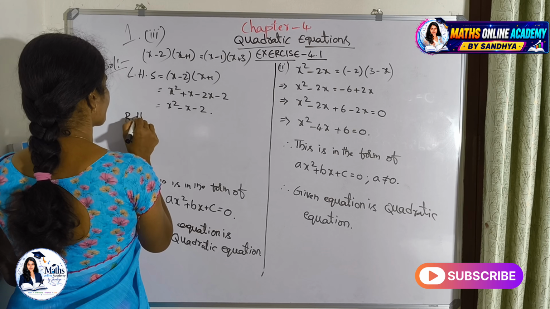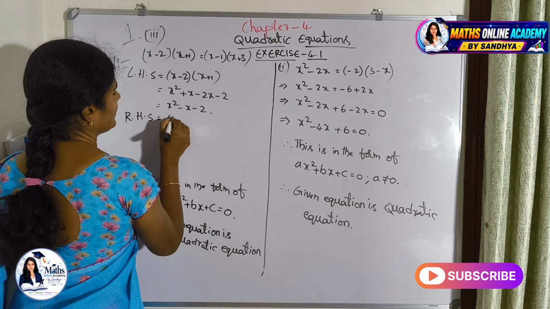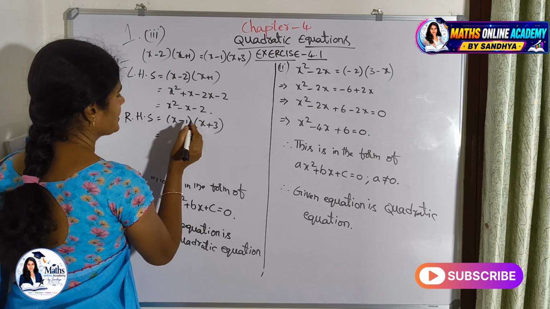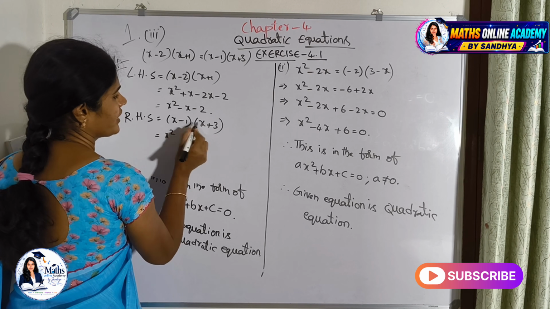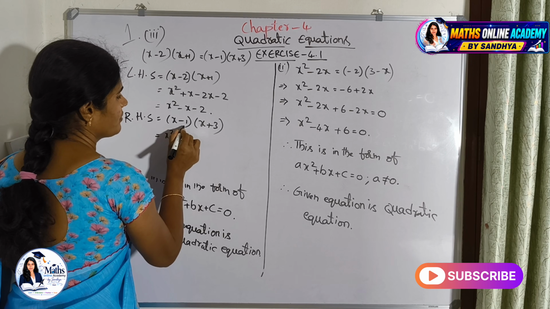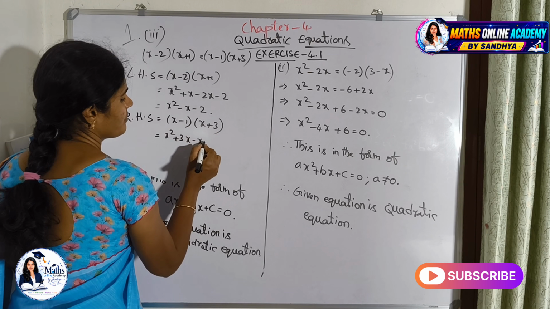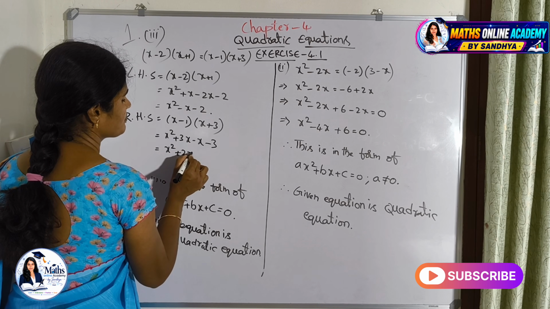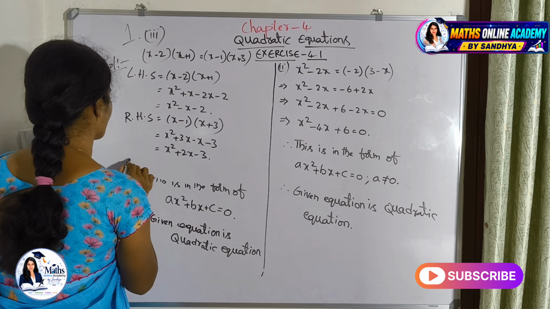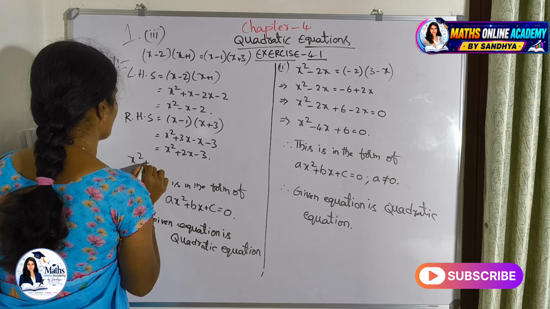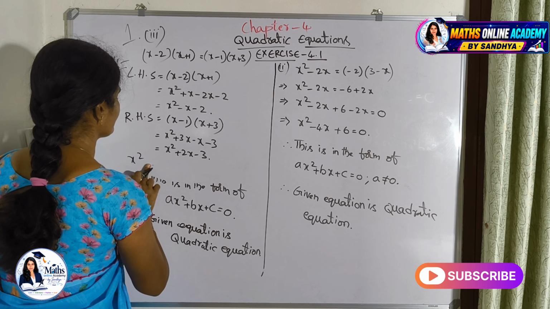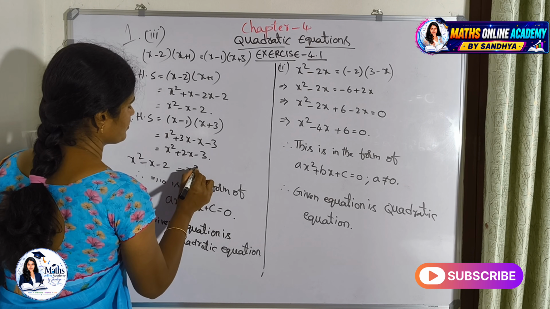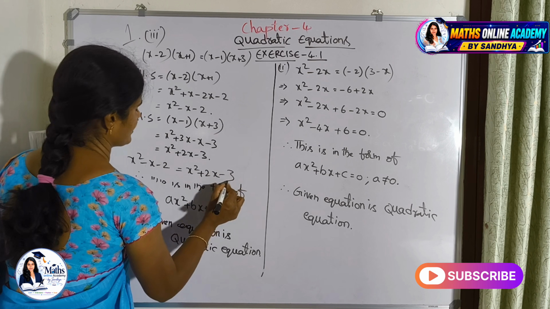Take RHS. What is the RHS? (x minus 1) into (x plus 3). Okay. Again, x square, x into 3, 3x, minus 1 into x, minus x, minus 3. So that implies x square plus 2x minus 3. Both are equal, so x square minus x minus 2 equal to x square plus 2x minus 3.